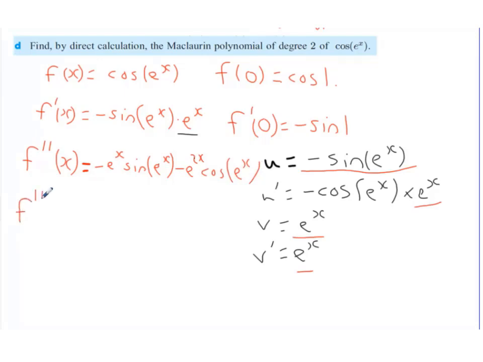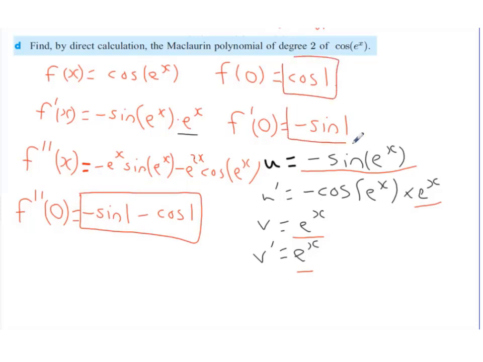Okay, so now we need f double dashed 0. Well, it's going to be minus e to the 0, which is minus 1, times sine e to the 0, which is sine 1. So it's minus sine 1, and then we've got another minus, and then you've got e to the 2 times 0, so e to the 0, which is 1. And then you've got cosine e to the 0, which is cosine 1, so minus cos 1. So now we have our f double dashed 0, we have our f of 0, and we have our f dashed 0. So now we can put those in.